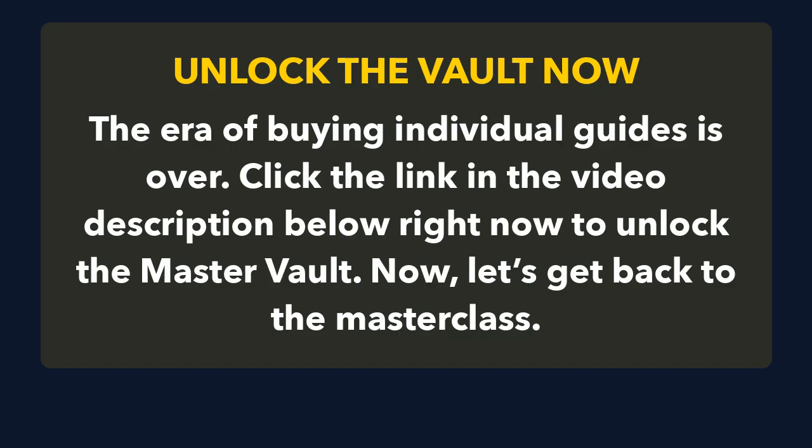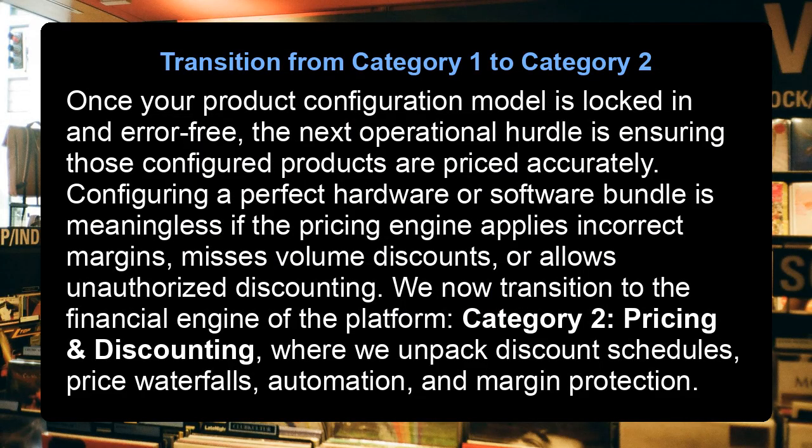Now, let's get back to the Masterclass. Transition from Category 1 to Category 2. Once your product configuration model is locked in and error-free, the next operational hurdle is ensuring those configured products are priced accurately. Configuring a perfect hardware or software bundle is meaningless if the pricing engine applies incorrect margins, misses volume discounts, or allows unauthorized discounting. We now transition to the financial engine of the platform.